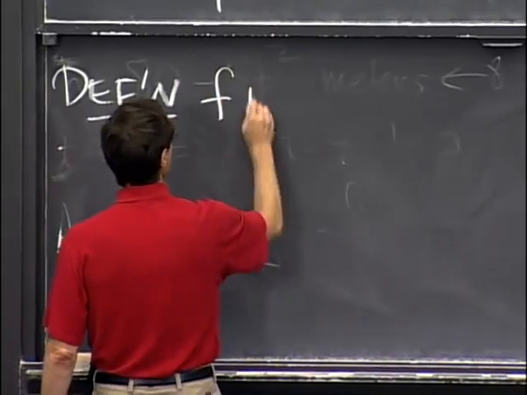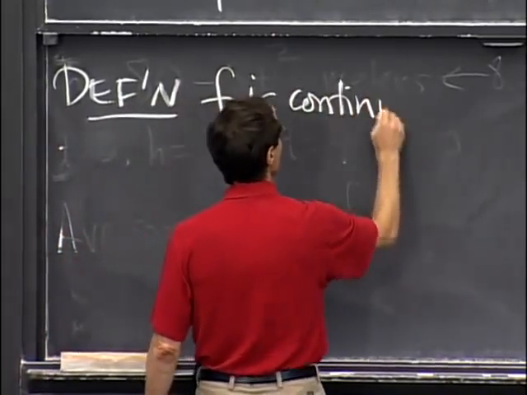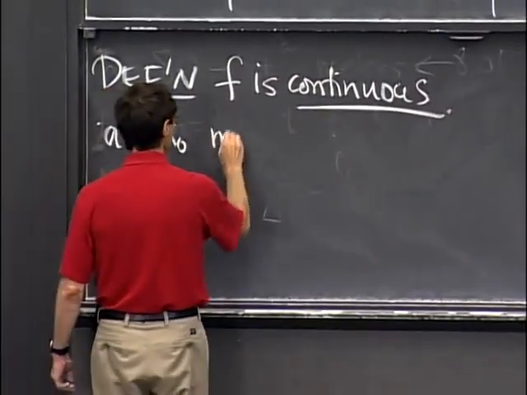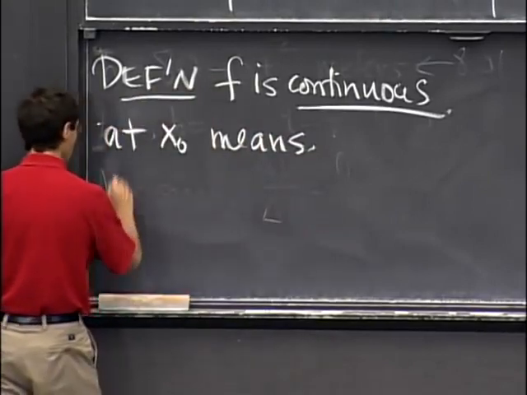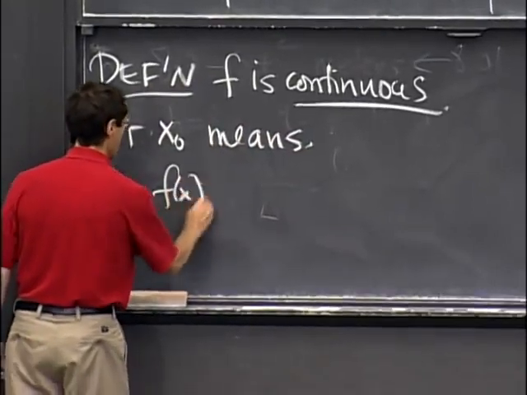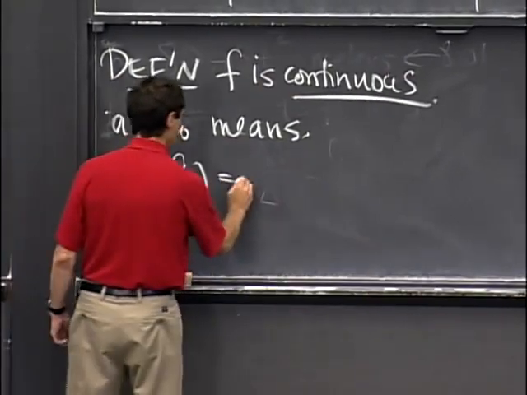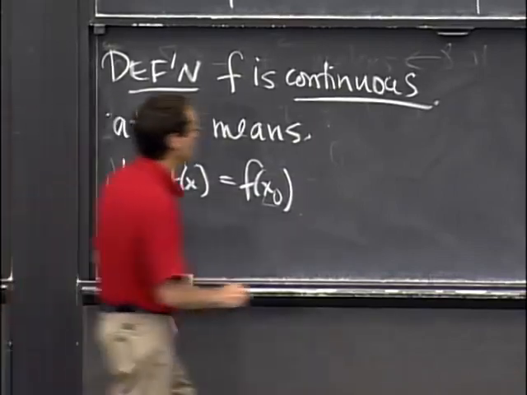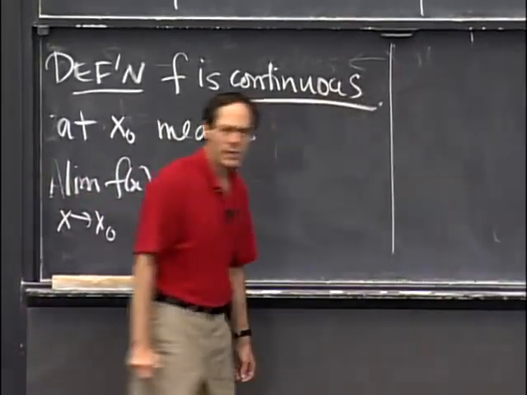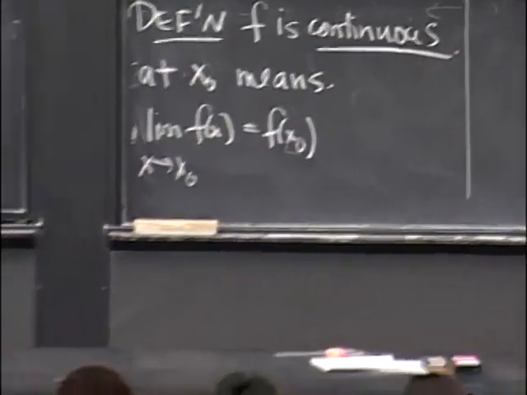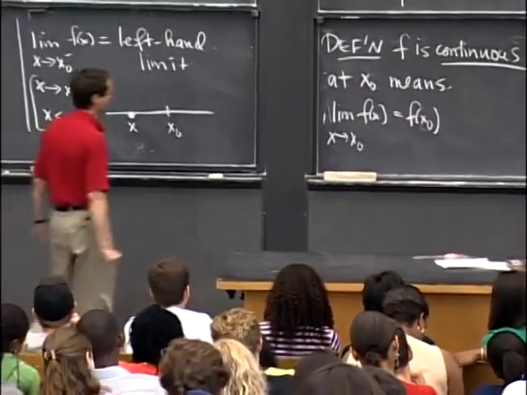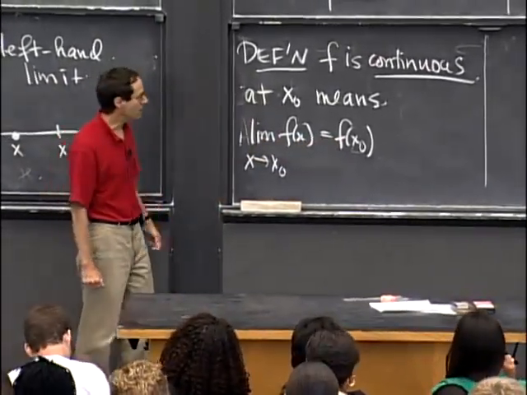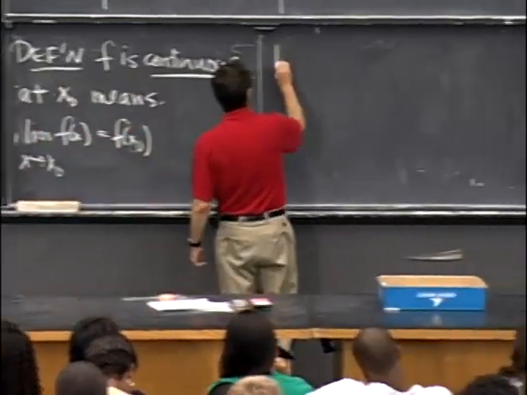so f is continuous at x0 means that the limit of f of x as x tends to x0 is equal to f of x0. Right? So the reason why I spent all this time paying attention to the left and the right and so on and so forth is that I want you to pay attention for one moment to what the content of this definition is. What it's saying is the following.